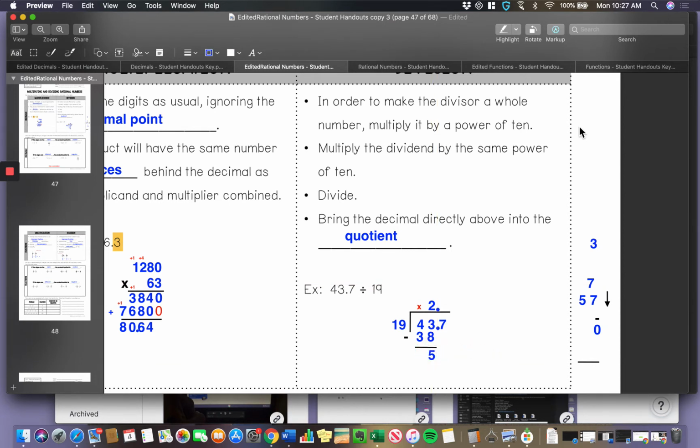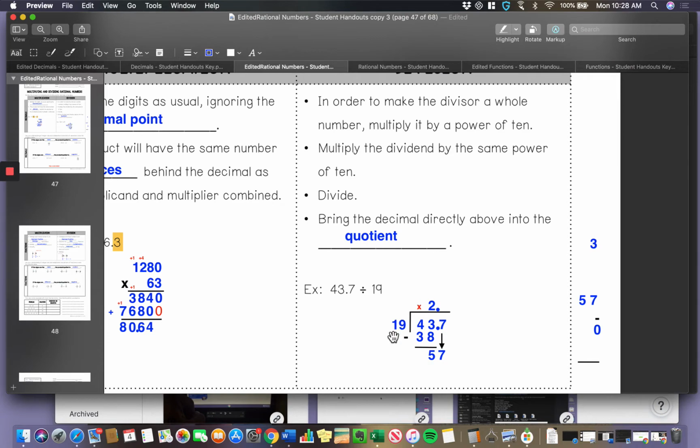Now, you know that 19 isn't going to go into 5. It's not a large enough number. So what I have to do is take the next place value and bring it down. I'm going to bring the 7 on down. You guys probably remember doing this in earlier grades. So I brought this 7 all the way down to make 57.